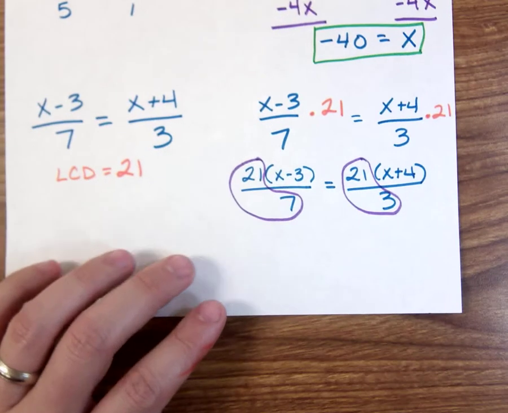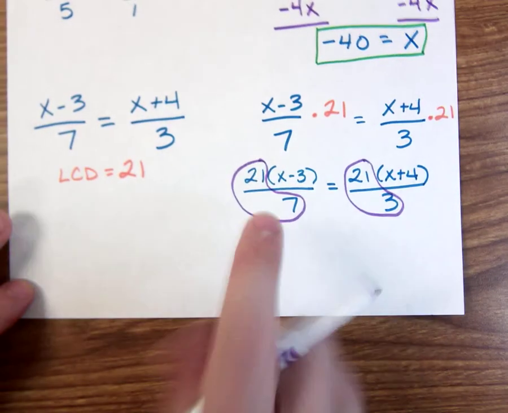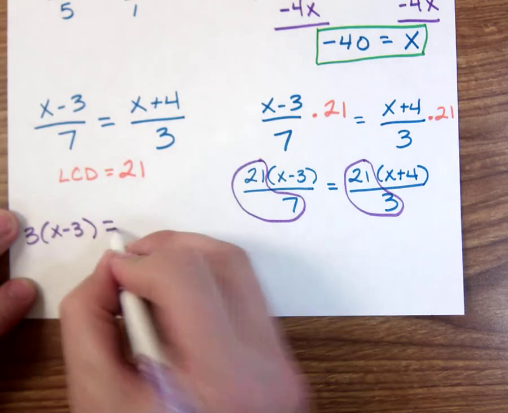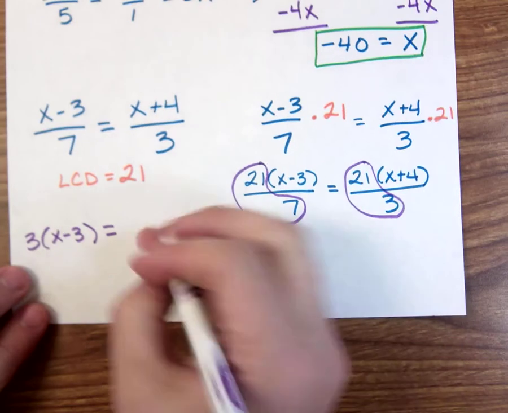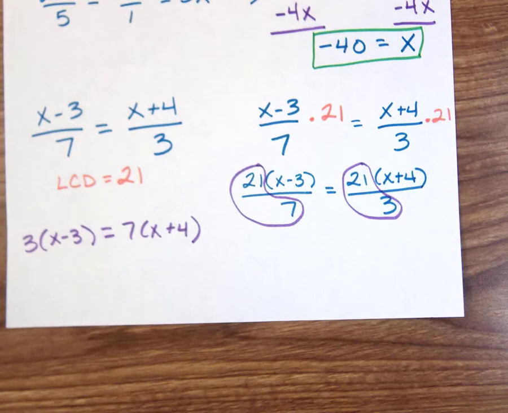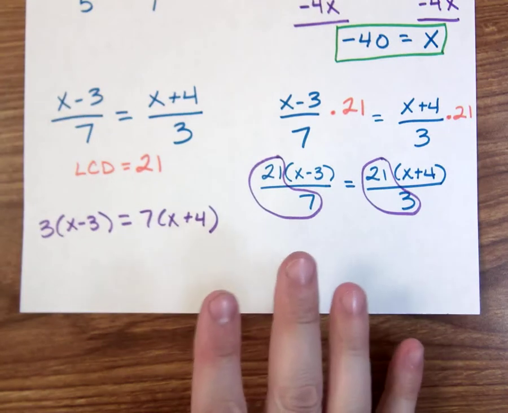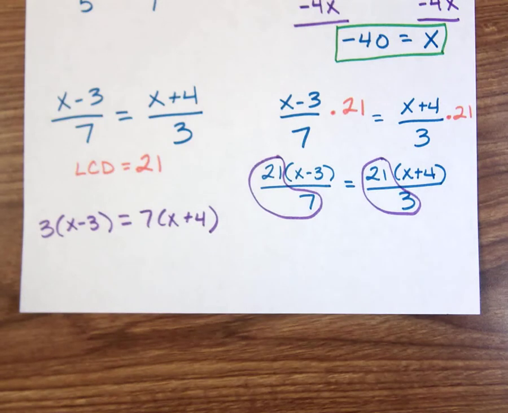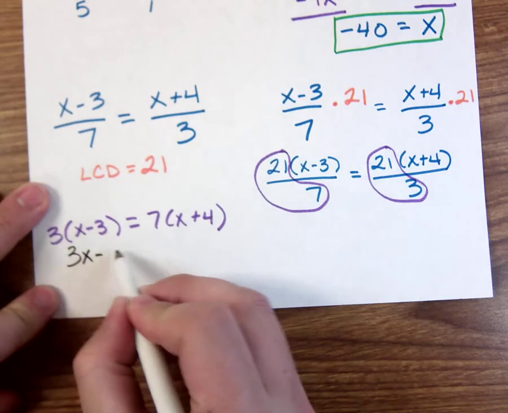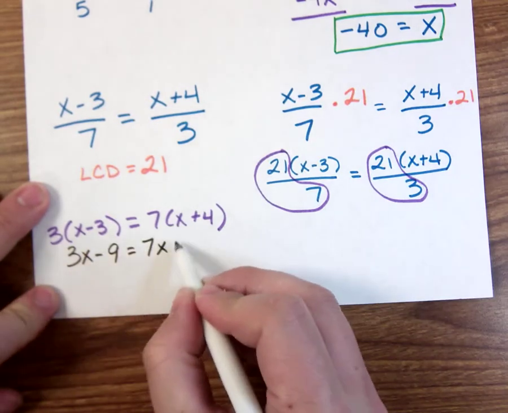21 over 7 will reduce, and 21 over 3 will reduce. What will 21 over 7 reduce to? So this is 3 times x minus 3 equals 7 times x plus 4. And now we still have some work to do, but it's easier work because there's no more fractions. We succeeded in getting rid of the fractions. Yeah? So let's do distributive property. This would be 3x minus 9 equals 7x plus 28.